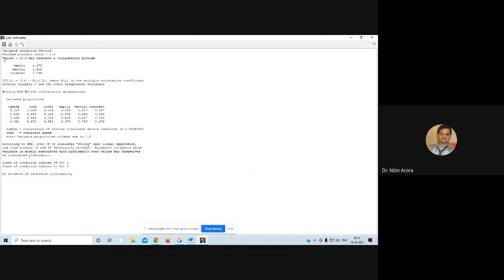यहाँ पे देखिए लिखा भी हुआ है value greater than 10 may indicate a collinearity problem. So for each independent variable, this value is below 10. We can say that multicollinearity is not very much serious in our analysis, whatever we have performed. So there doesn't exist the problem of multicollinearity.